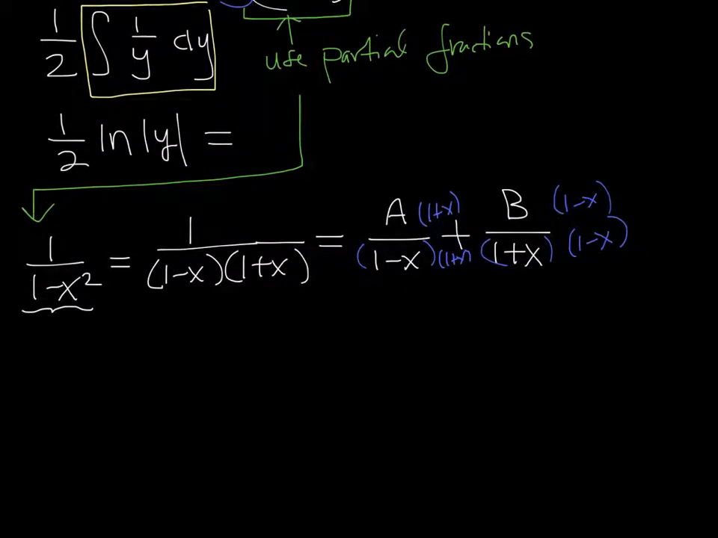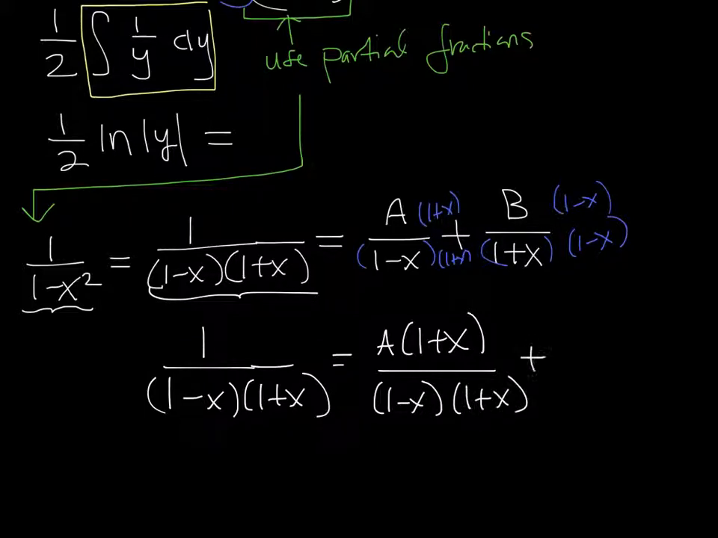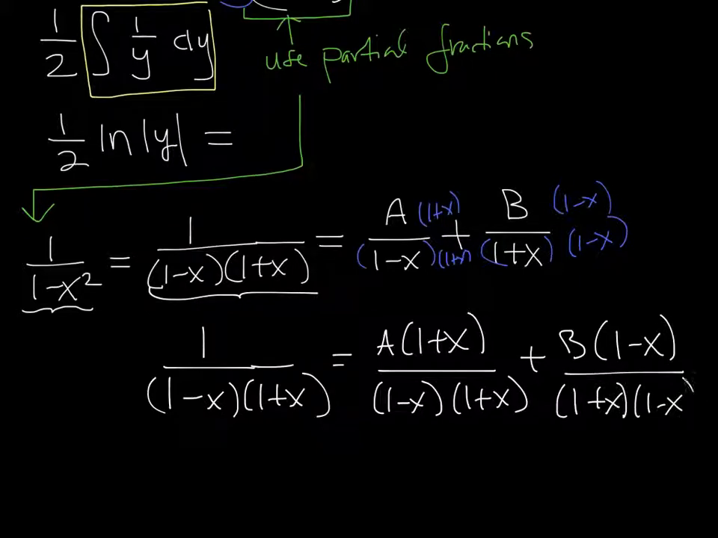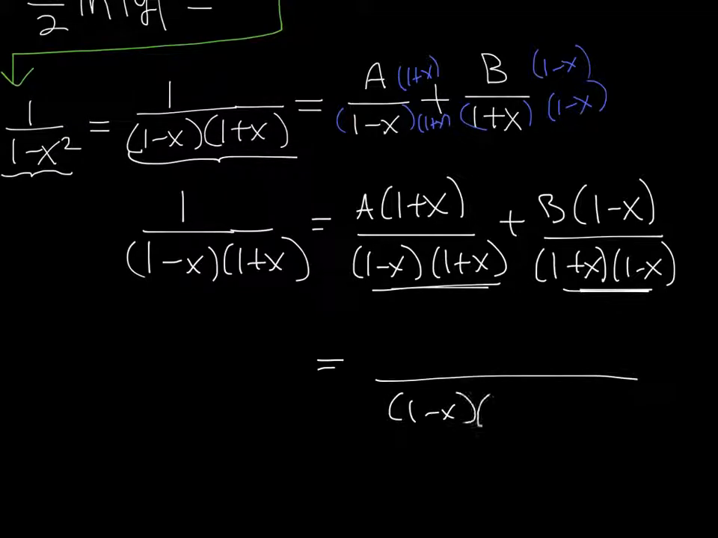Now let's use some algebra just to simplify these. This part is exactly the same. And we have a times the quantity 1 plus x over 1 minus x, 1 plus x, plus b times the quantity 1 minus x over 1 plus x, 1 minus x. Again, the denominators here are exactly the same, so we can write this over one fraction, 1 plus x, and we can just add the numerators.